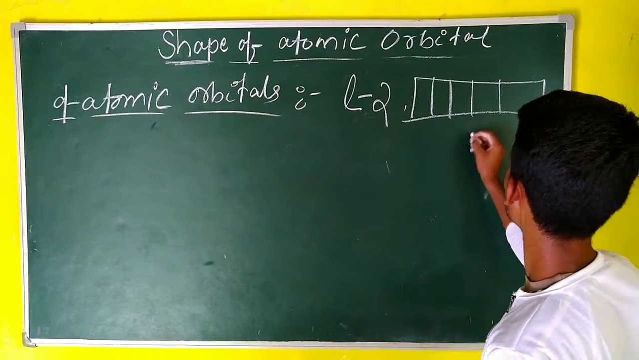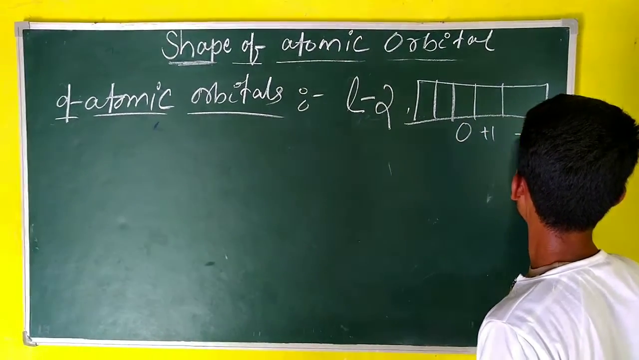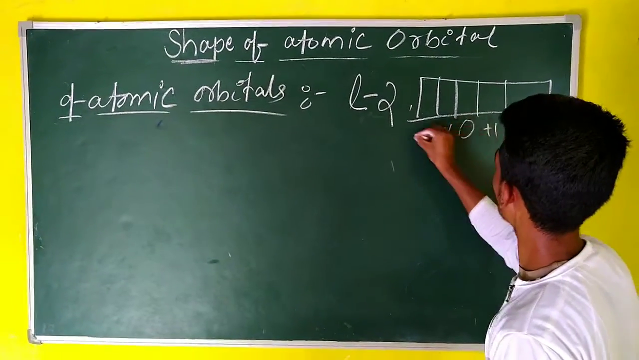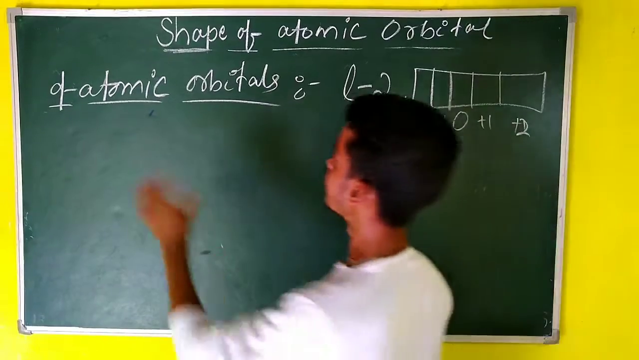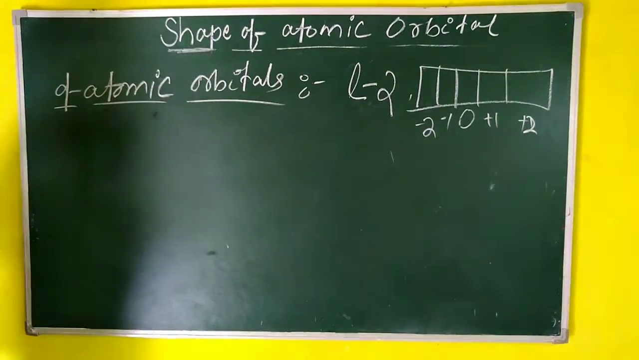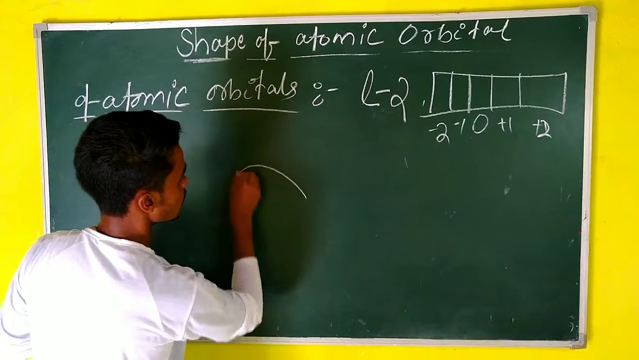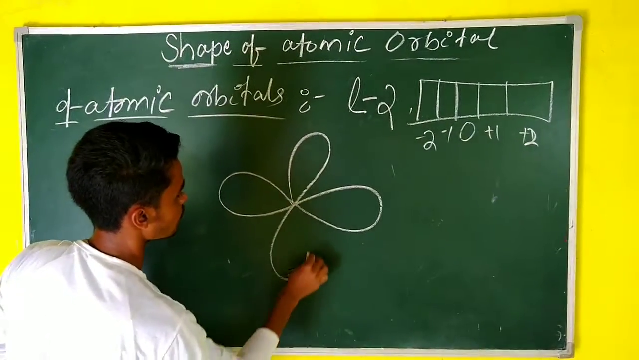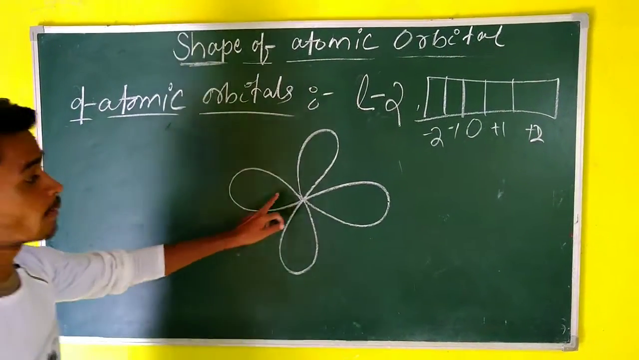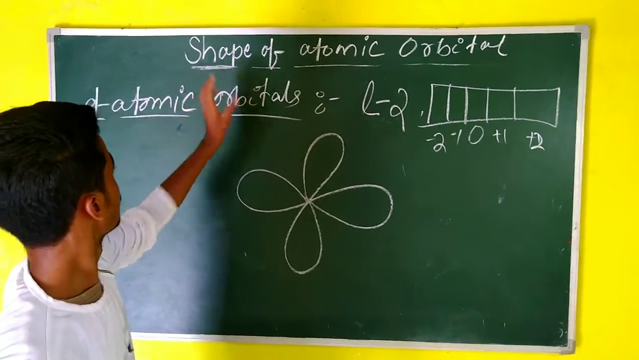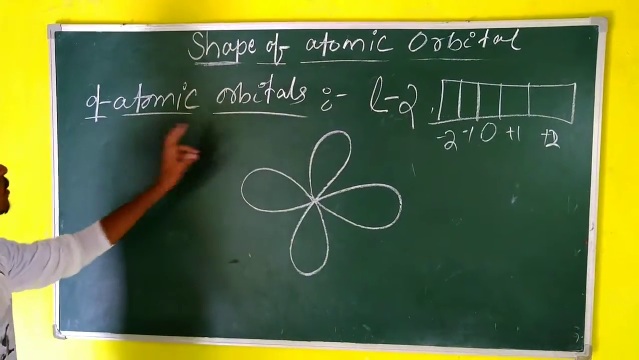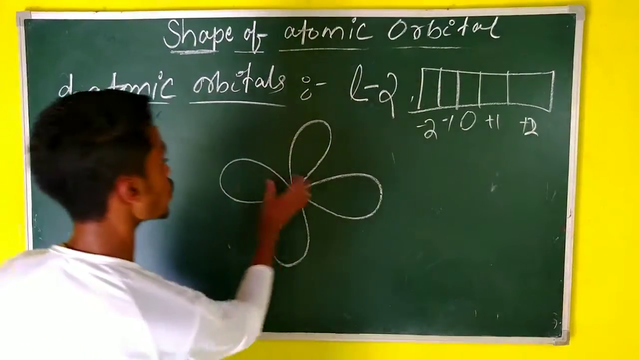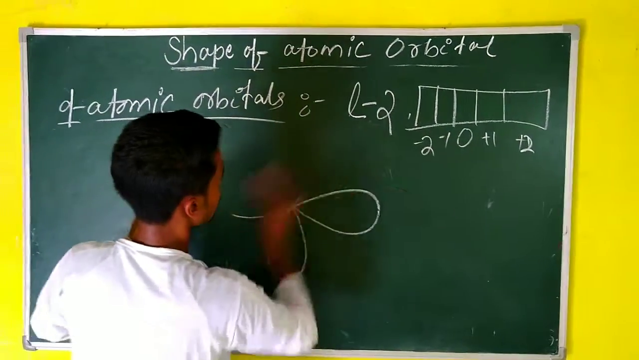So in the middle 0, then plus 1, minus 1, plus 2, minus 2. And in D atomic orbitals, double dumbbell shapes arise. In the P subshell, only a dumbbell shape arises in P atomic orbitals, but in D atomic orbitals, double dumbbell shapes arise. Meaning 4 lobes are present in a D atomic orbital.